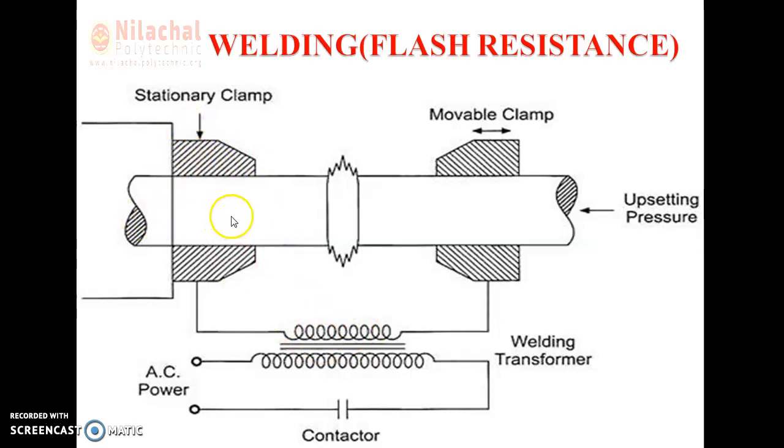One end of the workpiece is clamped using the fixed or stationary jaw. Another part of the workpiece to be joined is fixed to the movable jaw. Then with the help of this movable jaw, we push this nearer to the stationary, or clamped, workpiece, and when it is nearer, a spark is generated.